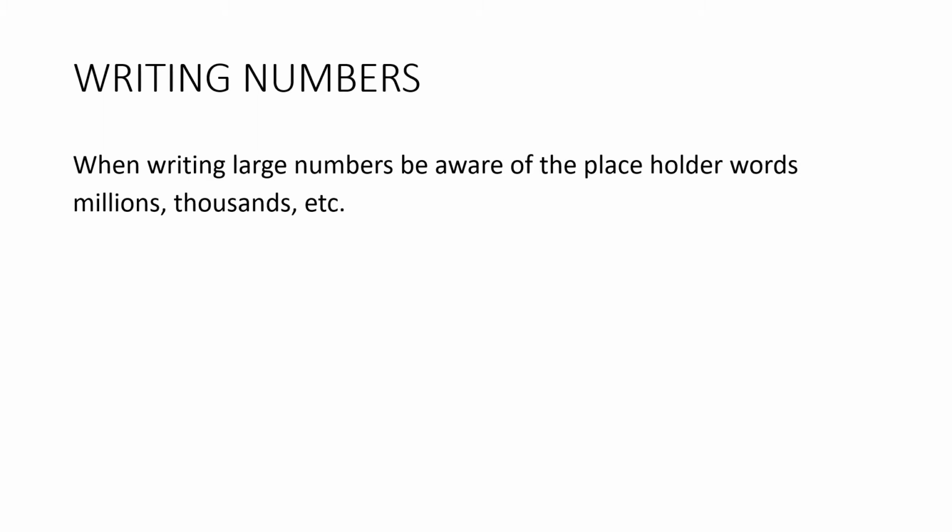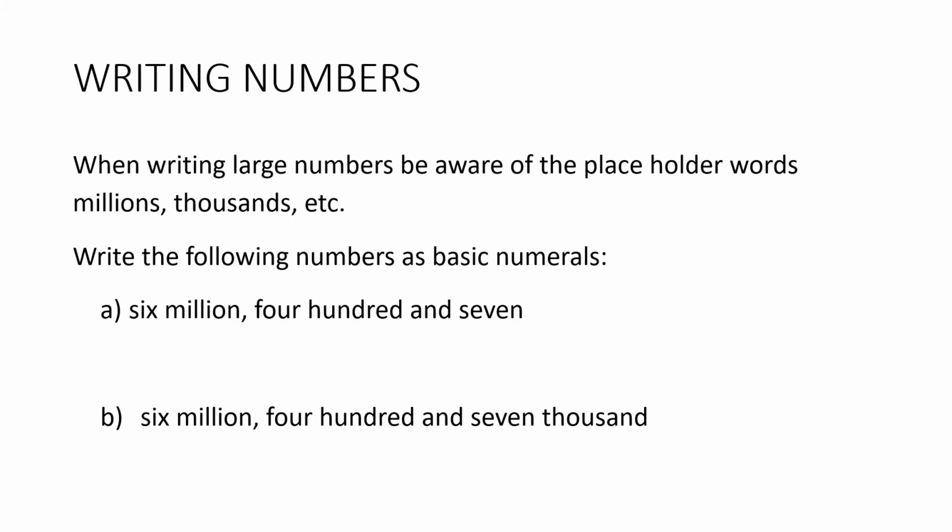So remember before I said we grouped the digits together in threes? At the end of each of those groups, we're going to use one of these placeholder words. So let's have a look at these two questions. We want to write the following numbers as basic numerals. We've got 6 million 407 and 6 million 407 thousand. So they're not the same number. So let's start with the first one. 6 million. We have no thousands in here, so we need 0, 0, 0, and then 407.